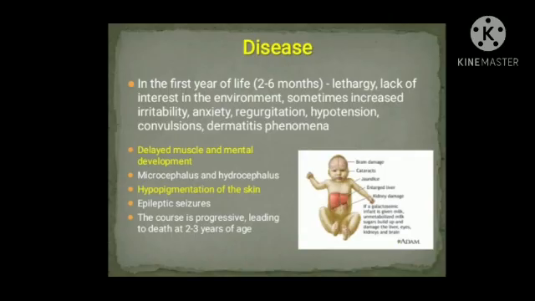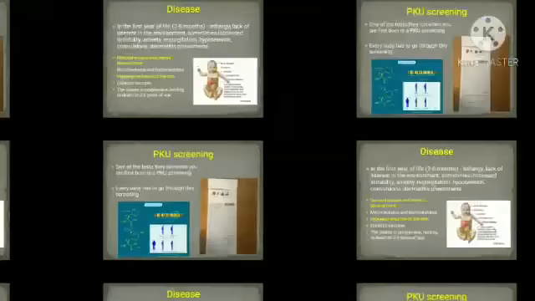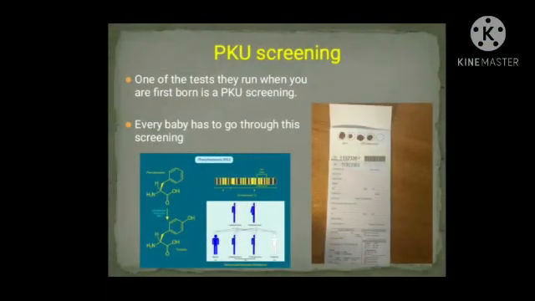The course of the disease is progressive, and if treatment is not used, it will cause death at the age of 2 or 3 years. So it is very important to know whether the disease is present or not in a newborn child.